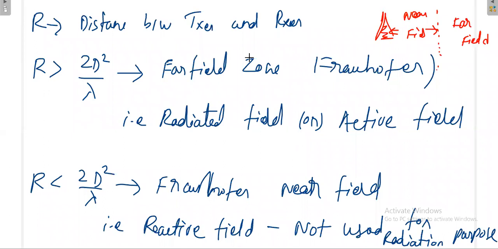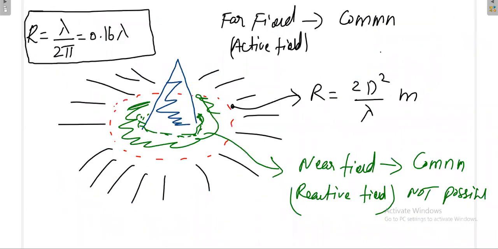Then we'll go a little bit deeper in the radiation pattern itself. Another dividing line between near and far field is lambda divided by 2 pi, or 0.16 lambda. There is a derivation for this, which I'll do when we discuss dipoles.